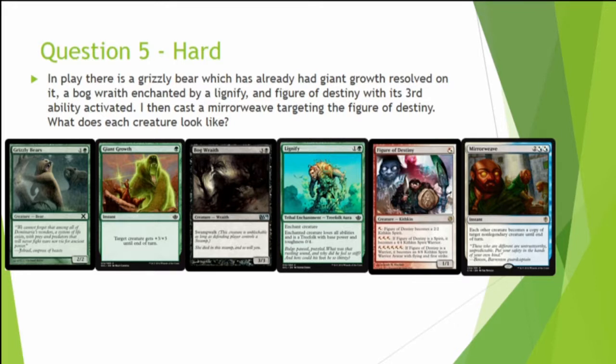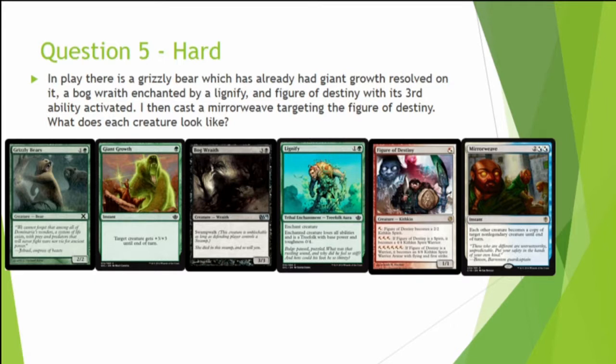Okay, so let's go through this step by step. You think Grizzly Bears will be a Figure of Destiny. What do you think its power and toughness is going to be? 4/4. Okay. Bog Wraith: 0/4. Okay, and a Treefolk. My bad. What about its Swampwalk? Lignify says it removes all abilities. So it'll be just a 0/4 Treefolk. Actually, I think it would lose Swampwalk when it became Figure of Destiny.